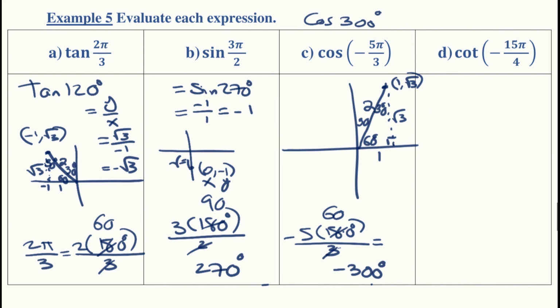And cosine is x over r. So it's going to be 1 over 2. That's it. You could have, of course, just looked at that 1 and that 2 as well, but we're being consistent with our approach, so we did it that way.